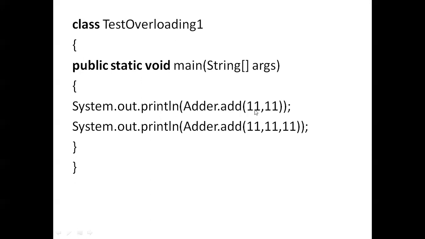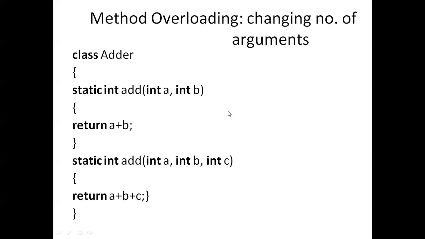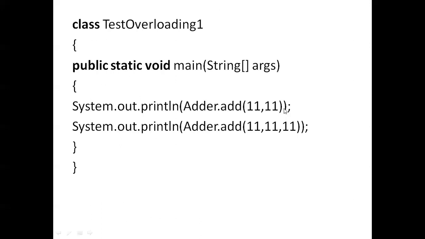So why am I giving this 11, 11? 11 is an integer and 11 is also an integer. So what is our first method or argument passing here? int a, int b. So both are integer type only. So I am giving this 11, 11.